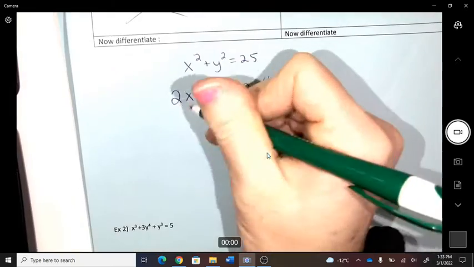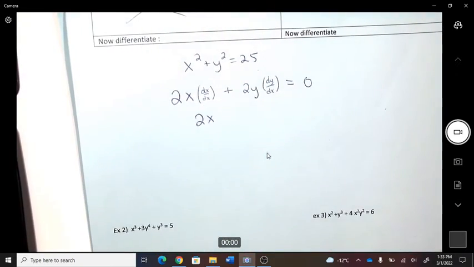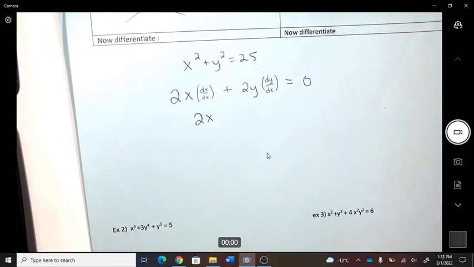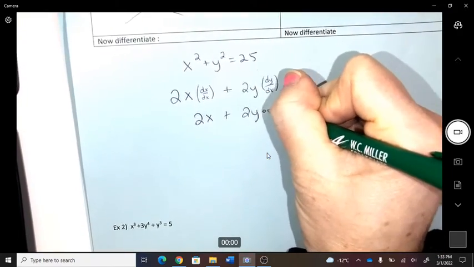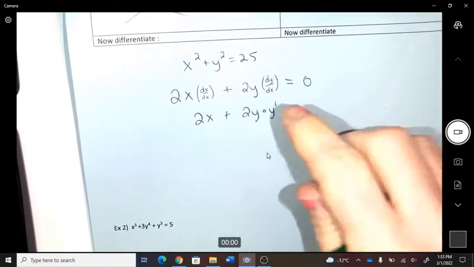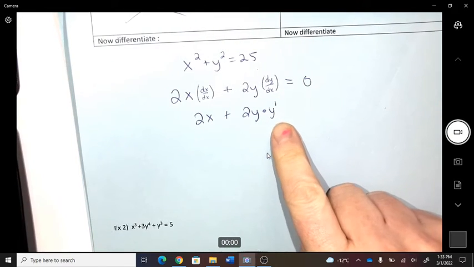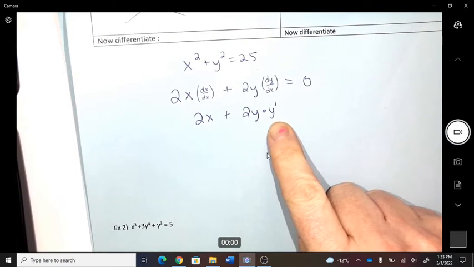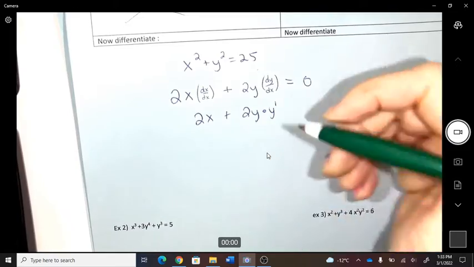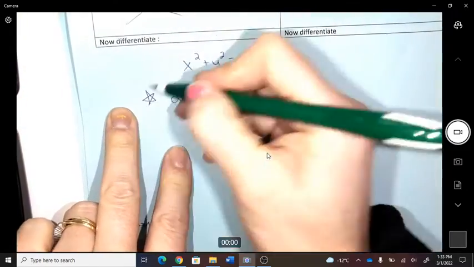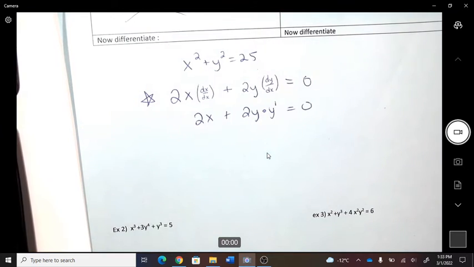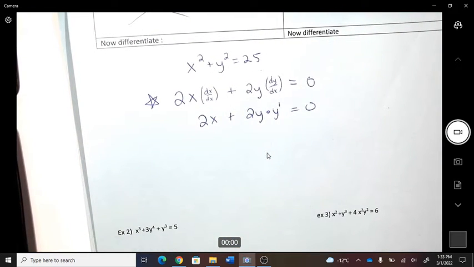Okay, I will never write that. Instead of this, I would just write 2x, right? Because I don't need dx dx. And instead of this fancy thing, I'm going to abbreviate it with a y prime. So this line is the official thing you're doing, but I'm not going to write it like that. I'm just going to shortcut it like that.